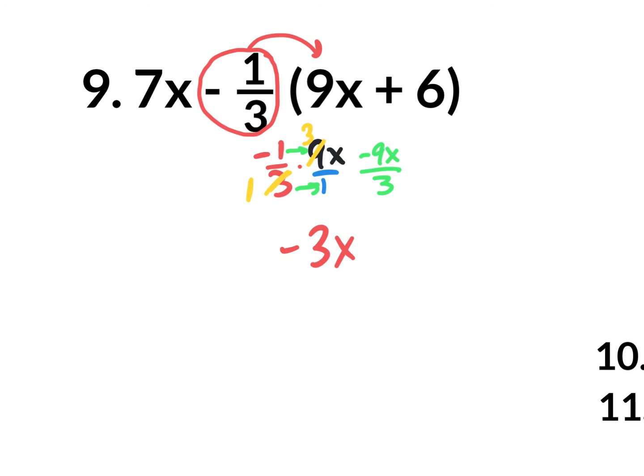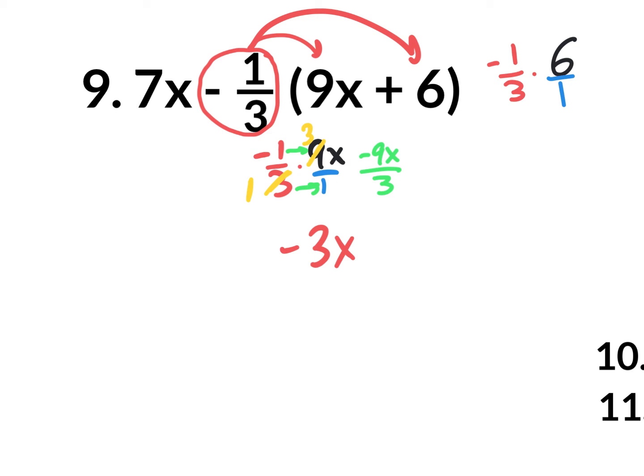Let's distribute over here. -1/3 times 6. Okay, let me show my work over here. -1/3 times 6. And let's put that 6 over 1. And you could multiply the top with the top, bottom with the bottom, and then reduce. Or you could reduce first and then multiply. I'm going to reduce first this time.